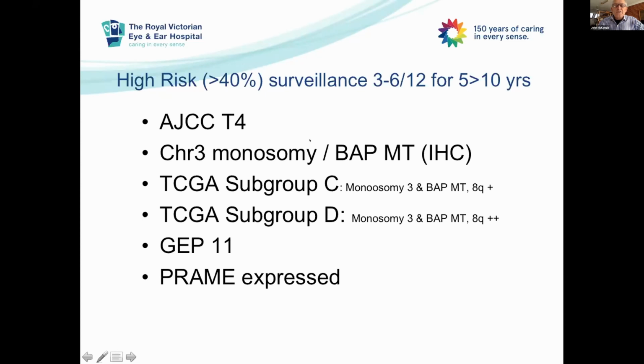And of course, our high-risk groups, which are the larger tumours in AJCC staging, as well as monosomy 3 being the main pathological features that we look at.